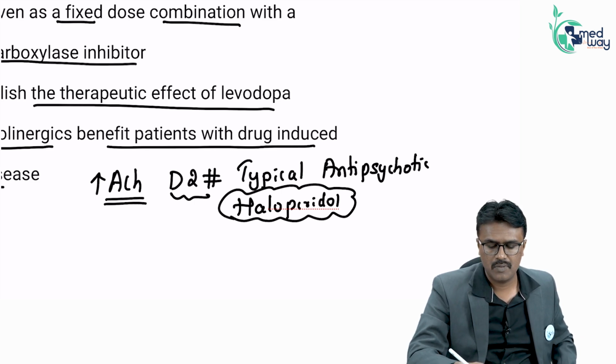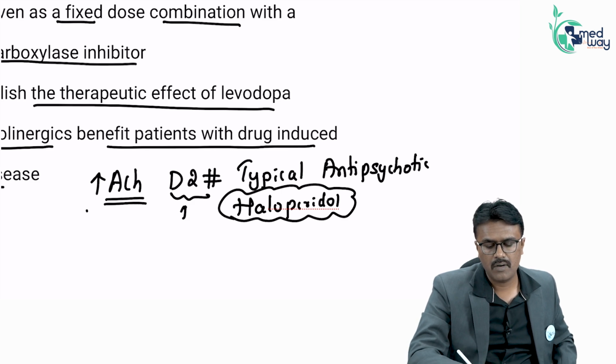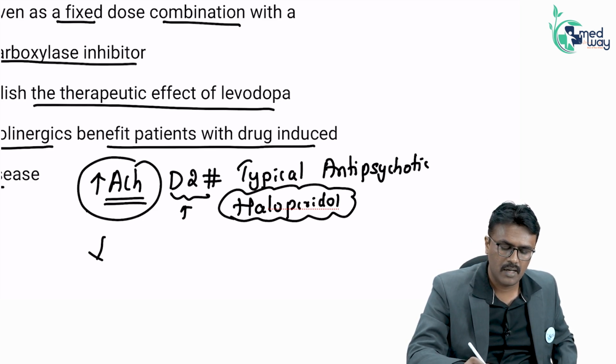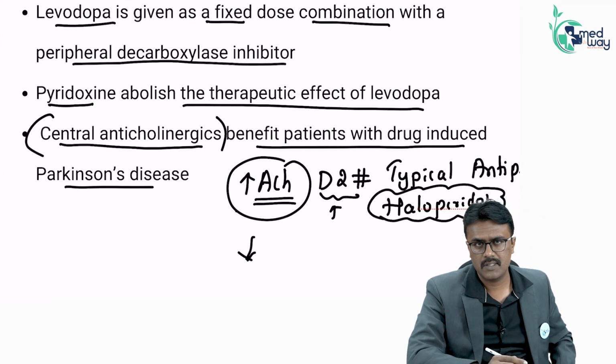So what should I do? Dopamine is blocked, acetylcholine is more. Should I stimulate dopamine? No. The problem is, if I stimulate dopamine, dopamine causes psychosis. So what should I do? I have to decrease acetylcholine. And who will decrease acetylcholine? The central anticholinergics.